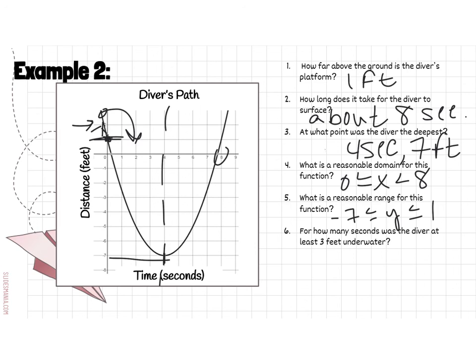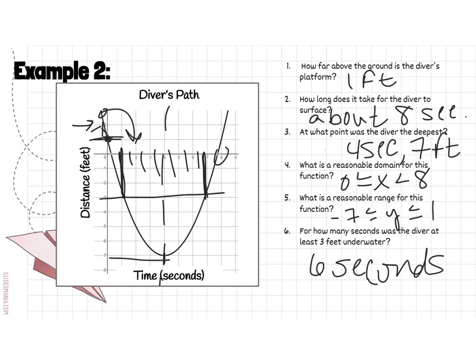Okay, for how many seconds was the diver at least 3 feet under the water? Well, we go to where 3 feet under the water is, and it's from here to here. So that looks like 1, 2, 3, 4, 5, 6 seconds. Okay. All right, so there you go. We're just basically reading the graph. Look and pay attention to your labels. They're important, so you know where to be looking for the answers to your questions.